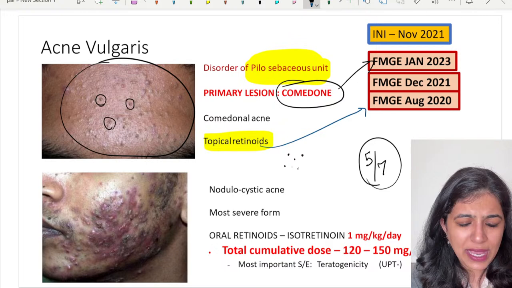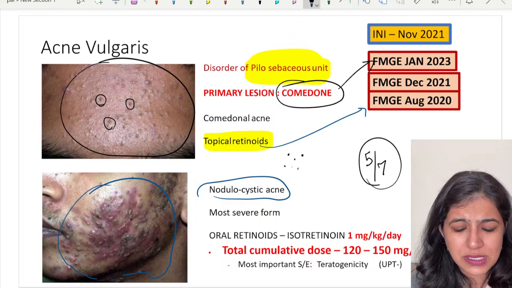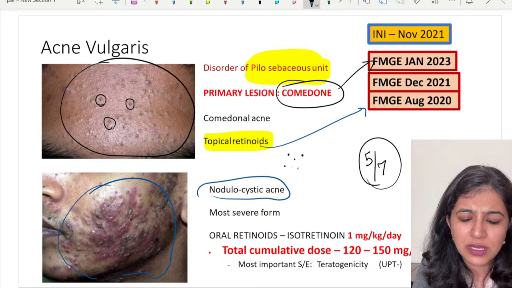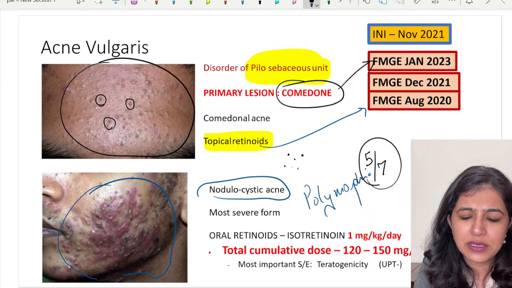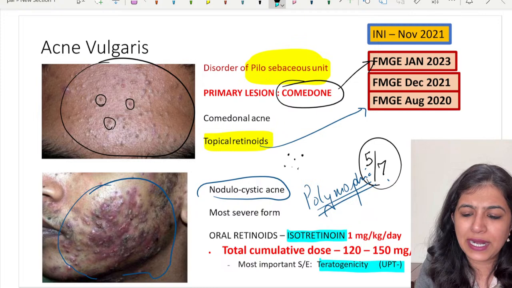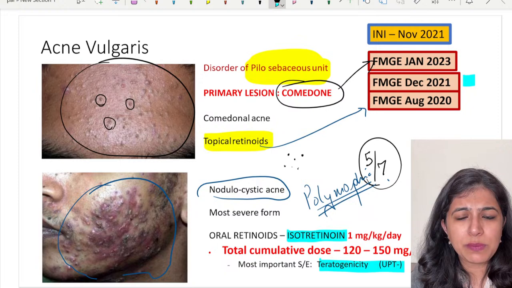Next we have grade 4, which is nodulocystic acne. Here in the image you will see multiple papules, pustules, comedones, nodulocystic lesions. This is the most severe type of acne. And since we are able to see all of these types of acne lesions at the same time in the patient, acne by definition is a polymorphic disorder. So there are multiple morphologies at the same time. Treatment of choice for nodulocystic acne is oral isotretinoin, most important side effect, teratogenicity, which was the question asked in the December exam. Please remember, treatment of choice, isotretinoin, given at a dose of 1 mg per kg per day. And very important side effect is teratogenicity.